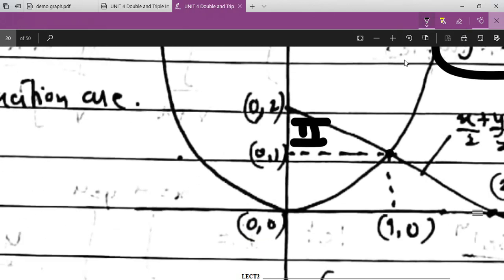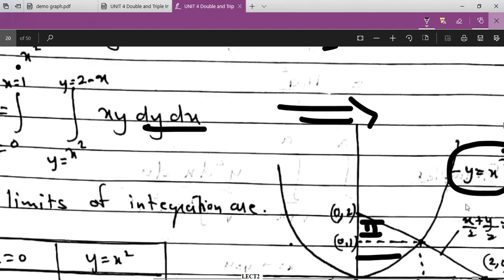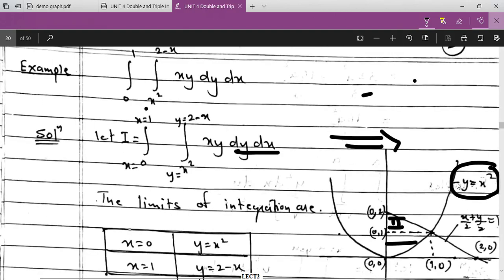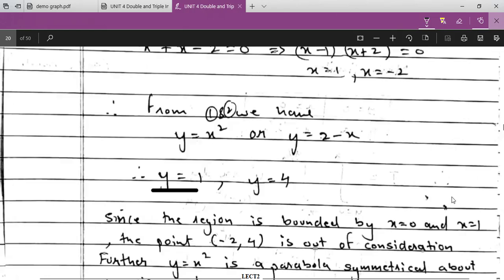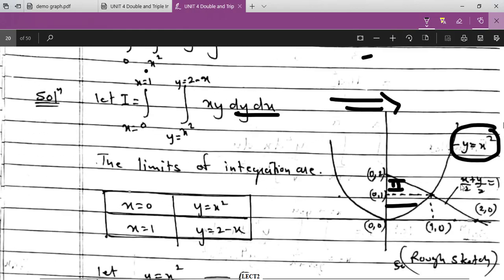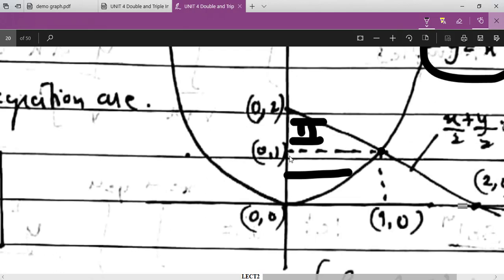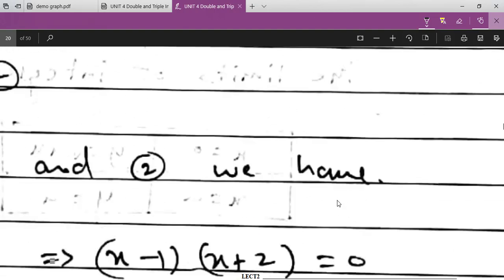For this region, I am taking a horizontal strip, x equal to 0 to, I need to convert this in terms of x, so it becomes x equal to square root of y, right? And what is happening to the range of y? So y is ranging from what? 0 to 1, from here till here. Okay, so this first integral is over, right?